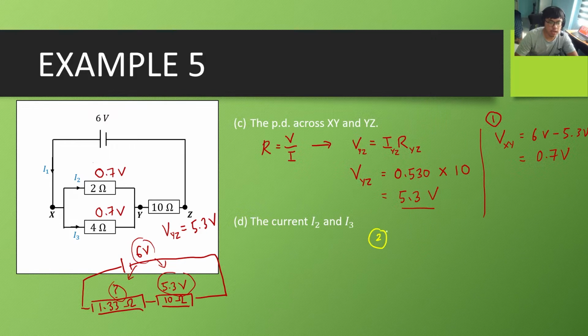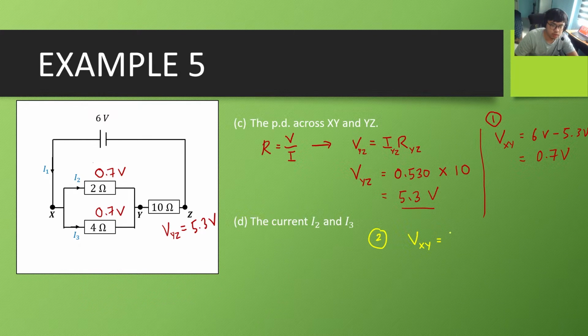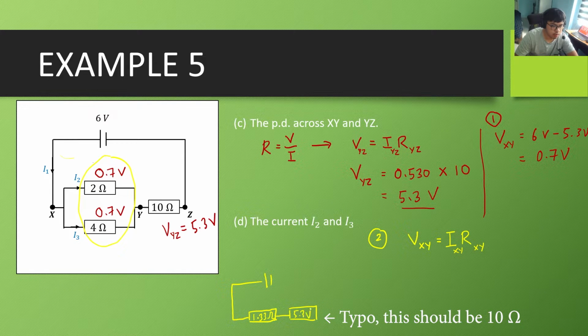Now the second method, I'll use a different color pen. We want to find Vxy. So we have to use V is equal to IR. And let's put in xy to show that these two values are for the xy point. And in order to do this, again, you have to imagine the two parallel resistors as only one resistor. So you combine those two together and imagine them as one resistor. And this is 1.33 ohm, and the other one is 5.3 volts.